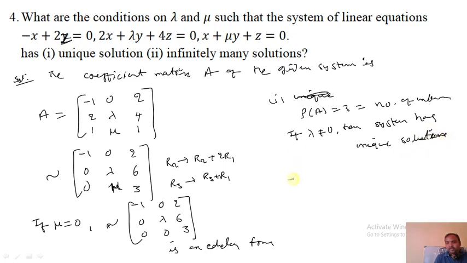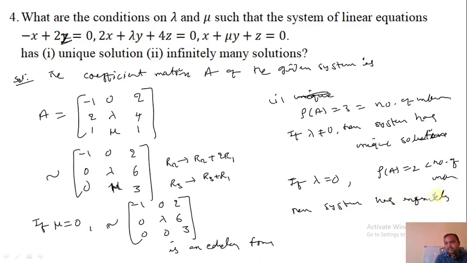Suppose lambda equals 0, with nu 0 and lambda 0. Then the rank is 2. If lambda is 0, the rank of A is equal to 2, which is less than the number of unknowns. That means if lambda equals 0, then the system has infinitely many solutions.